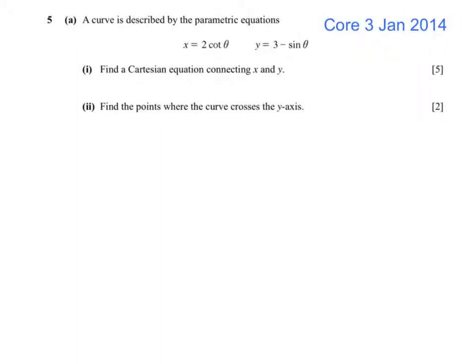Core 3, January 2014, question 5a, parametric equations. So I'm going to rewrite these. Cot theta equals x over 2. Sine theta equals 3 minus y.